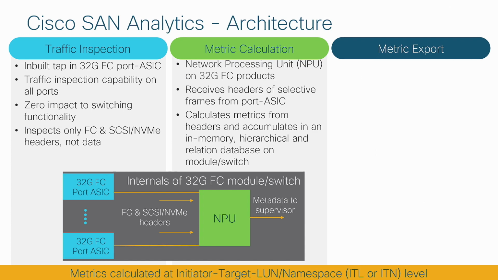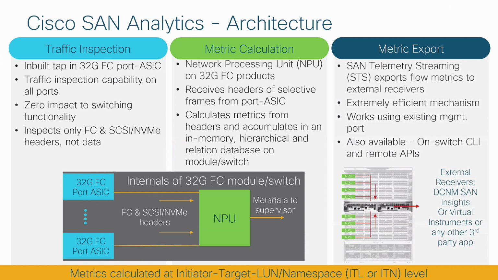So when the NPU has the metrics, we are not going to solve all the problems of the world on the switches themselves. We have to send these metrics out to a centralized receiver. That's what we do using streaming telemetry. And using streaming telemetry, the switches are able to send these metrics to DCNM SAN Insights. Or we also have a partnership with Virtana, Virtual Wisdom, or it can be any other receiver which is able to receive these metrics. Now, one point before moving further, I would like to mention that if you look at the overall architecture, because these NPUs are part of every line card.